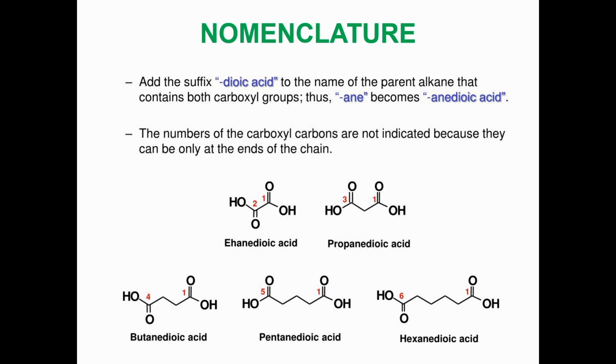When the carbon is 3, it is propane. But because there are 2 carboxyl groups, I'll call it propane dioic acid. Remember, in mono, you don't put the E. You replace the E with oic. But in di, you put the whole alkane name, then add dioic at the end. I hope you understand the difference between the two.